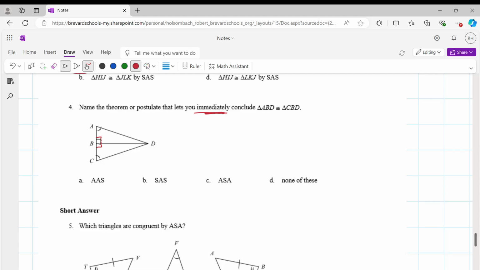Both triangles share side BD. So we've got an angle, and a side, congruent to an angle, and a side. So angle, side.